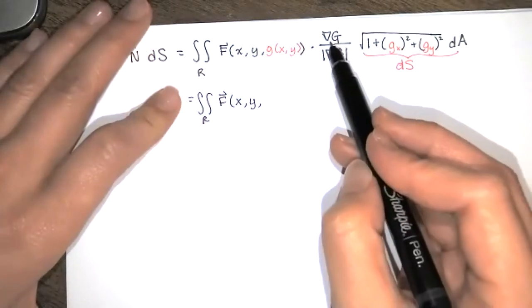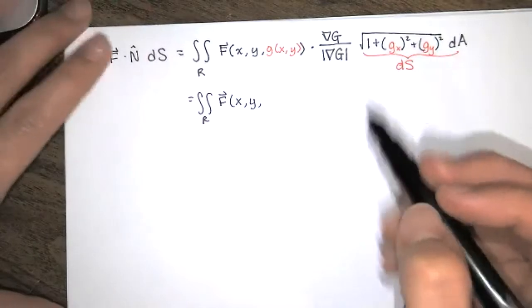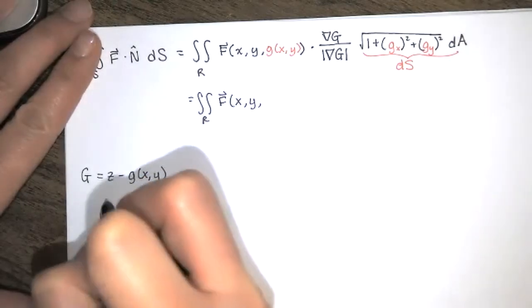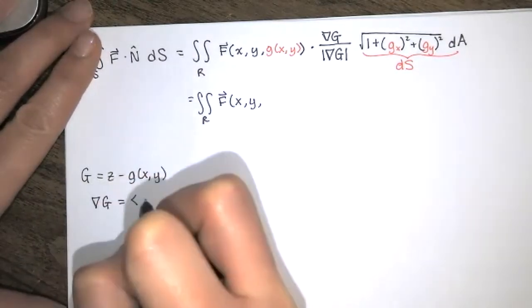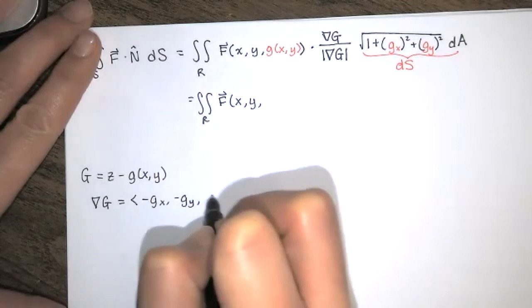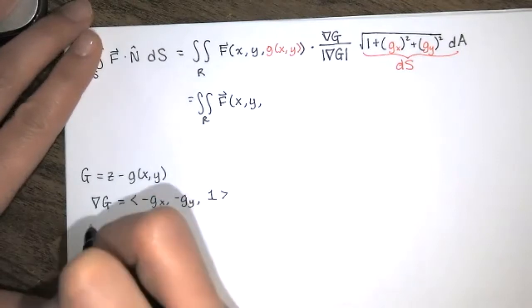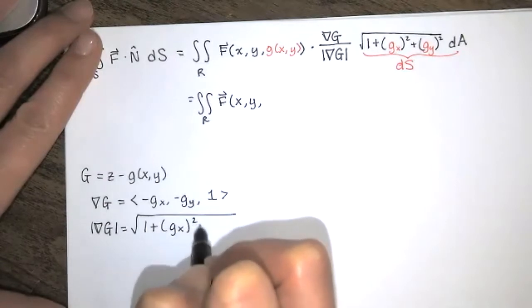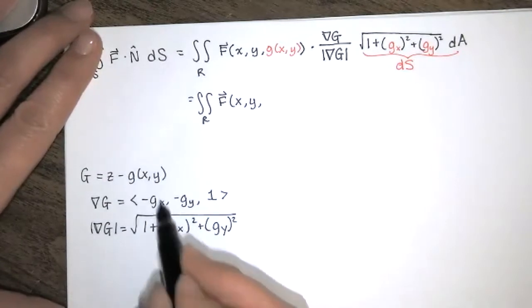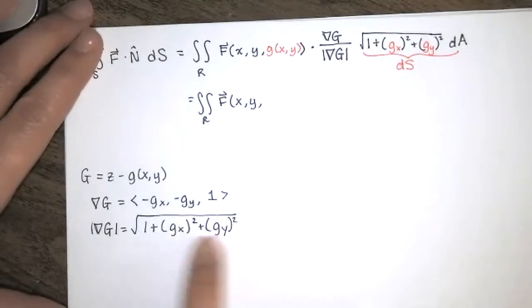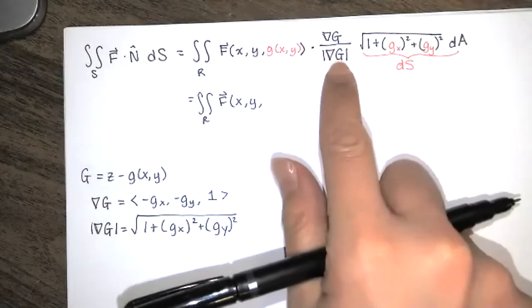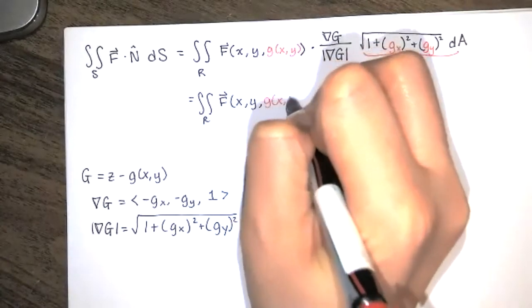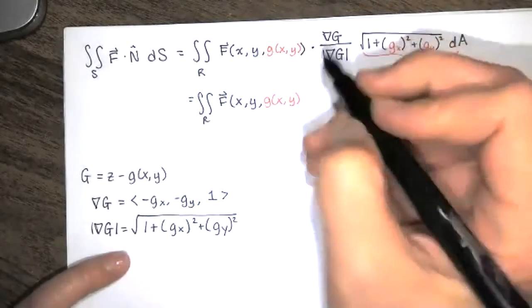If capital G is z minus little g of x and y, then the gradient of capital G is this. And when I compute the magnitude of that, I'm going to write it in a slightly different order. And a negative squared is the same thing, but positive squared. I get that. So I have that magnitude right there and right there. So it's going to cancel. It's going to cancel every time.